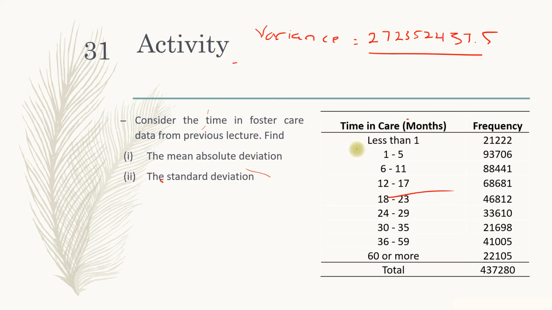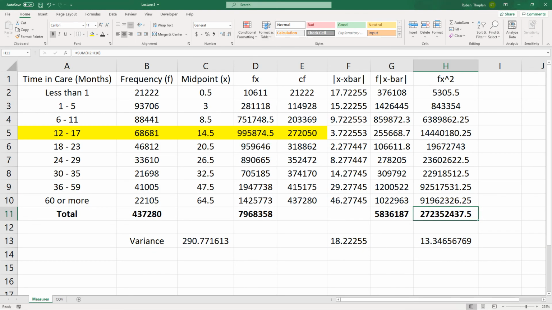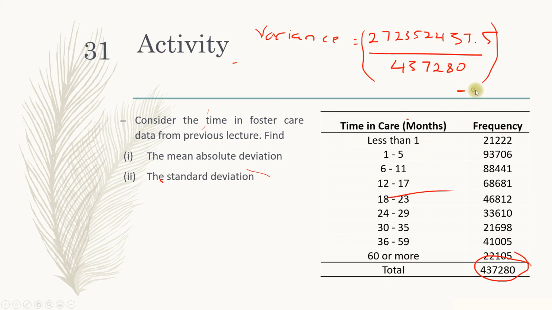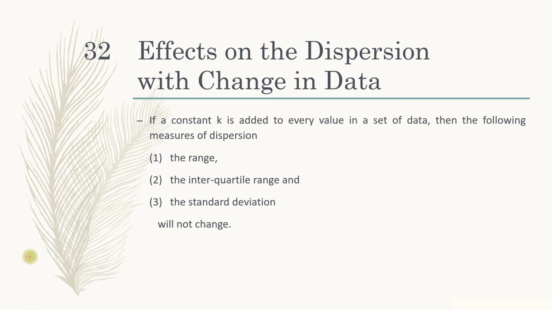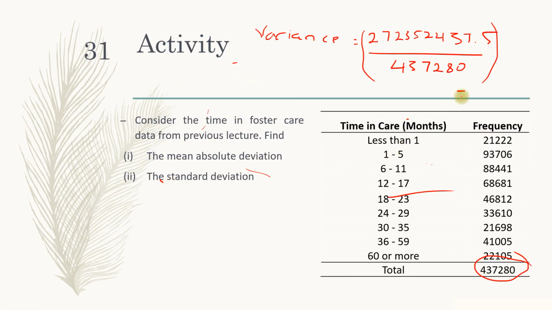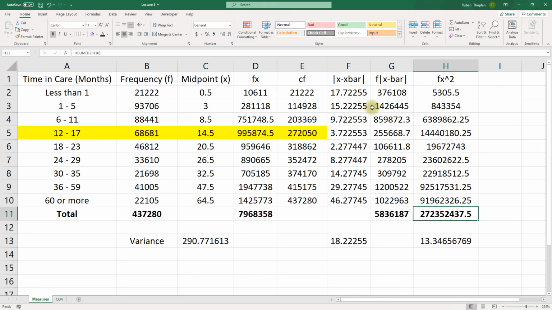Divide by the sum of f, which is already there. We already have the sum of f here anyway. Subtract the mean. I don't have a space to write it next to it, so I'll just write it there. Subtract the mean that we have computed, squared. The mean was 18.25, squared. And this gave you a value of 290.77.